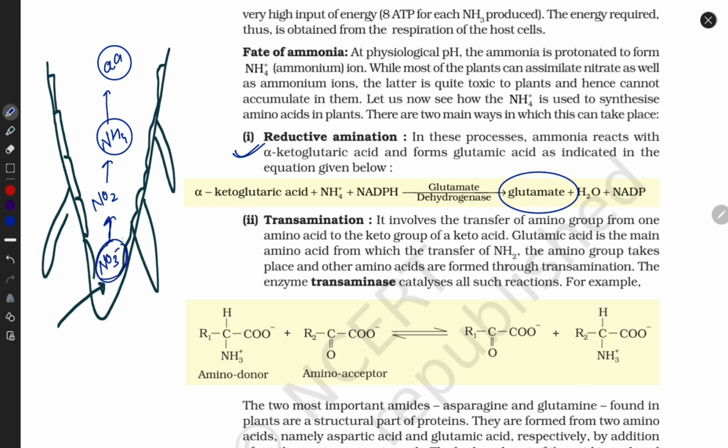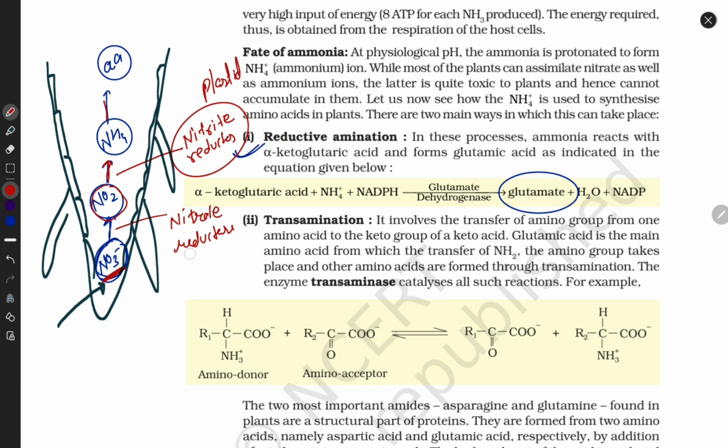This form to this form conversion happens with the help of one enzyme. We call it nitrate reductase because we call this form nitrate. And the next conversion is due to one enzyme, nitrite reductase. And this conversion happens normally, guys. This mechanism is present in plastid. Where does this mechanism occur? In the cytosol, the whole mechanism.